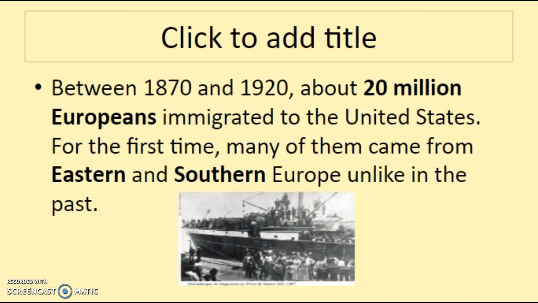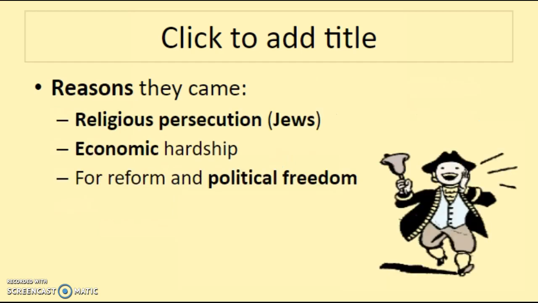So between 1870 and 1920, about 20 million Europeans immigrated to the United States. For the first time, many of them came from Eastern and Southern Europe, unlike in the past. Okay, so reasons that they came. So the first reason here that we see many people move to the United States was because of religious persecution.